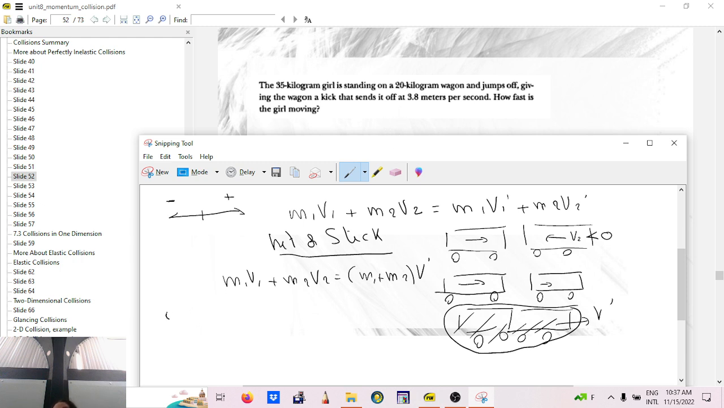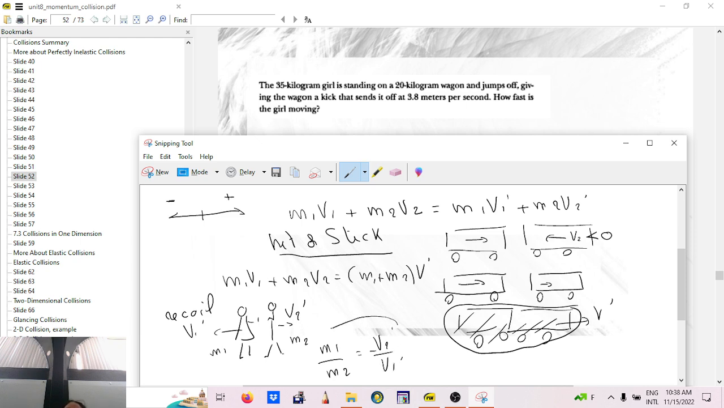You also have the situation of a recoil. Typically, you have two ice skaters, for example. Before, they do not have speed, and they push on each other. One will go with a speed V2 prime, the other one is going to recoil with V1 prime. This one has a mass M1, this one has a mass M2. Remember, there is a special equation in that case. Before, nothing is moving, and then they push on each other, so you have this equation here for a recoil situation. A recoil situation could also be a gun, a typical example.